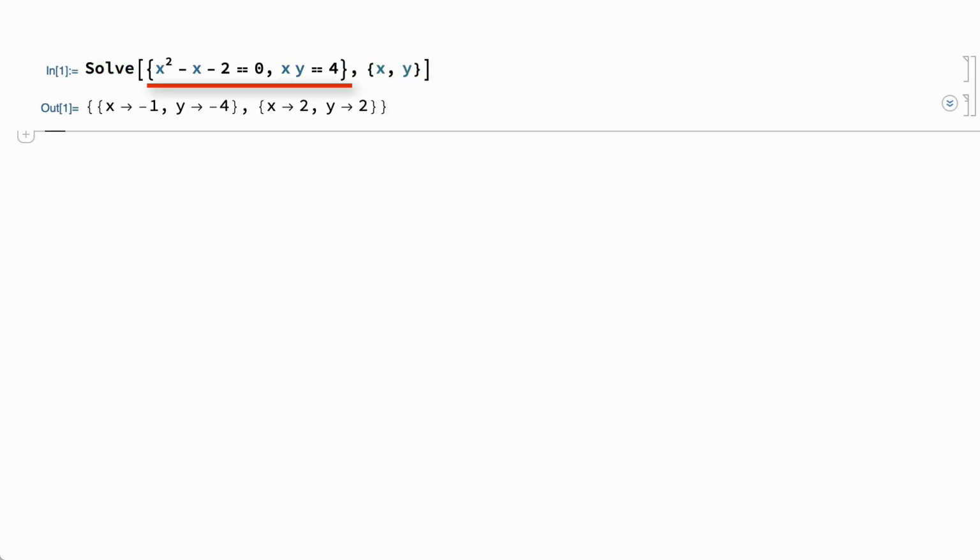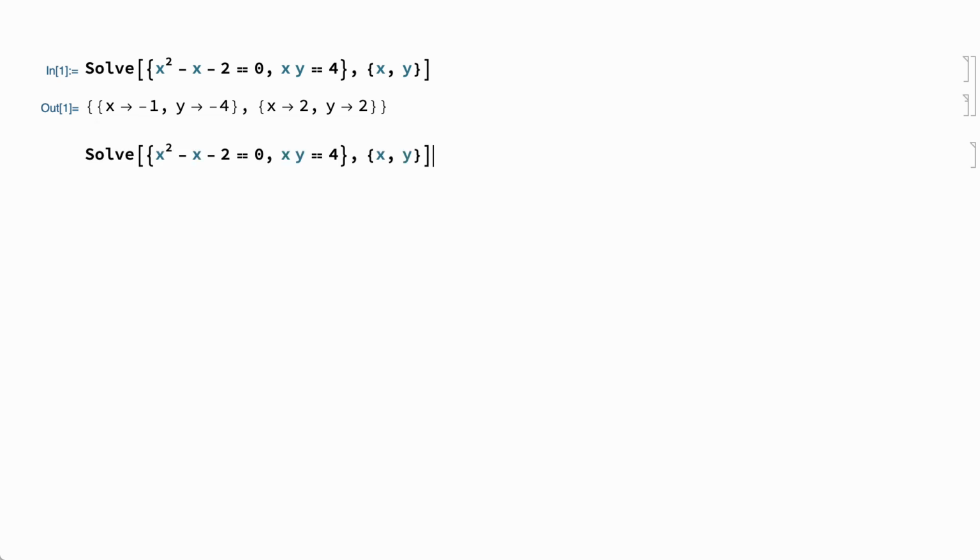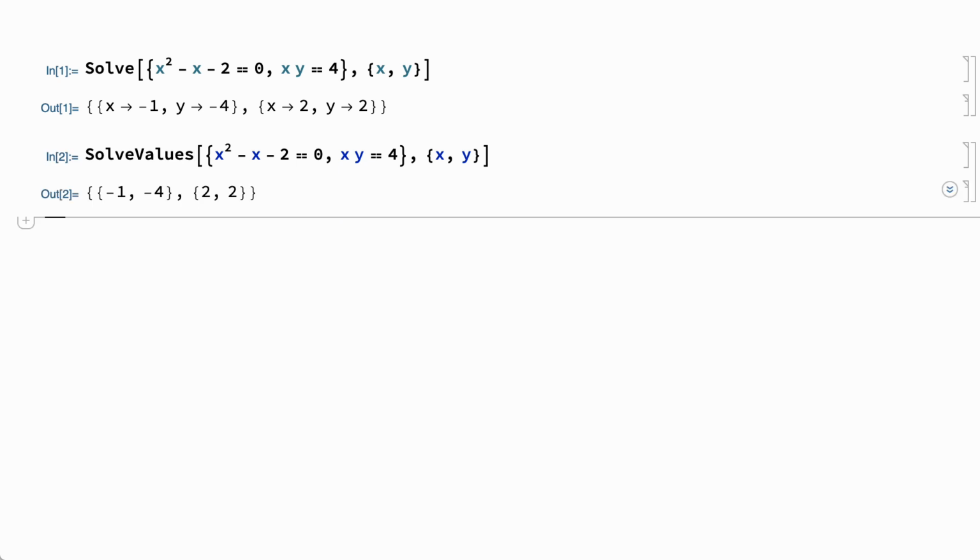The first argument in Solve is the list of equations, and the second argument is a list of variables. The result is a list of solutions, and each solution is a list of rules. There's also a function SolveValues that computes the same solutions but returns just the values of the variables, rather than lists of rules, for applications where the rules are not needed.